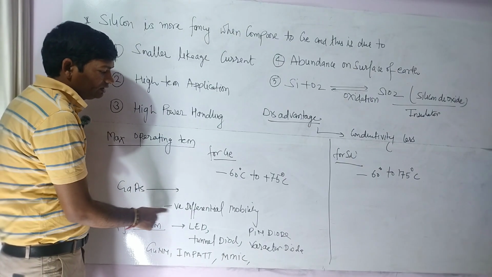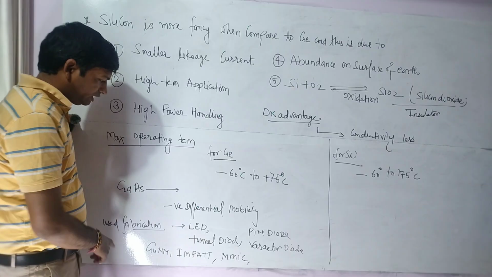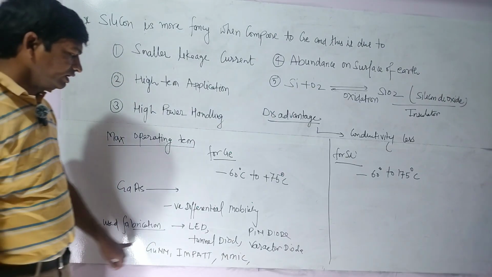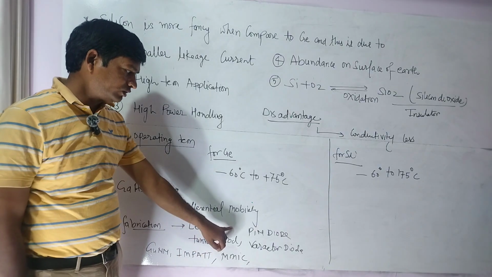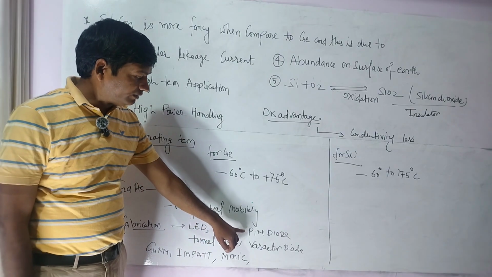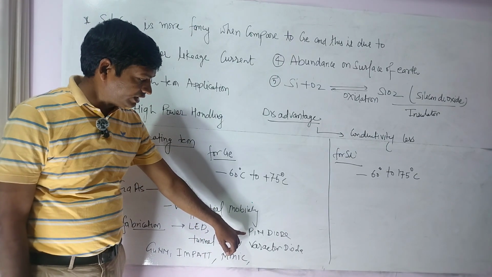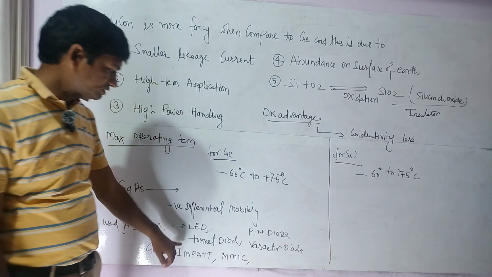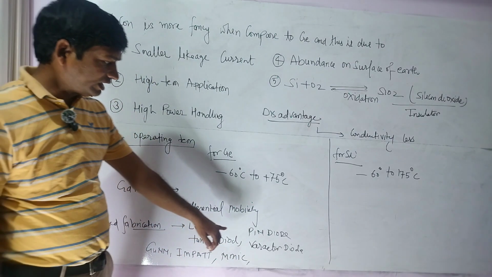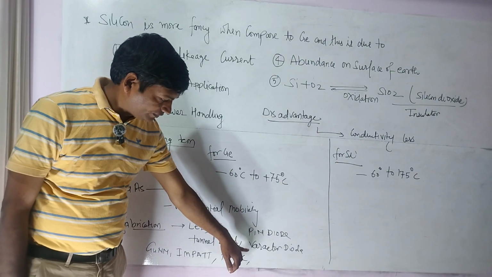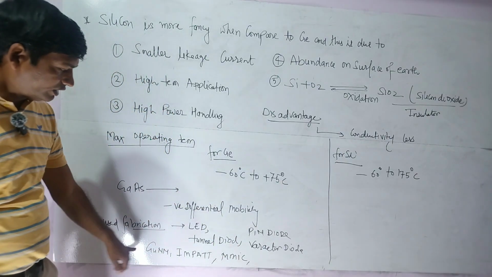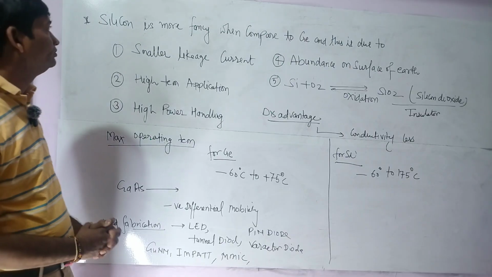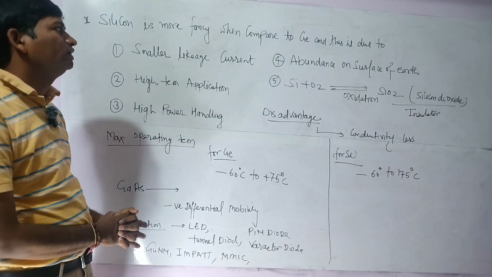Some gallium arsenide applications: it is used for the fabrication of LEDs (light emitting diodes), PIN diodes working as highly microwave switches, tunnel diodes, varactor diodes used for the generation of FM signals, Gunn diodes, IMPATT diodes, and MMIC fabrication. So these are some important points of the comparison between silicon and germanium.